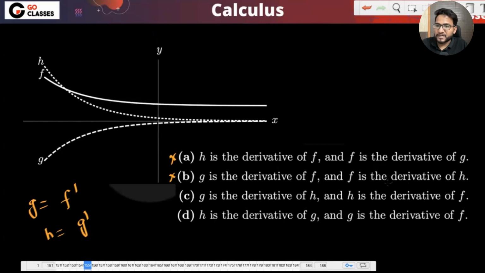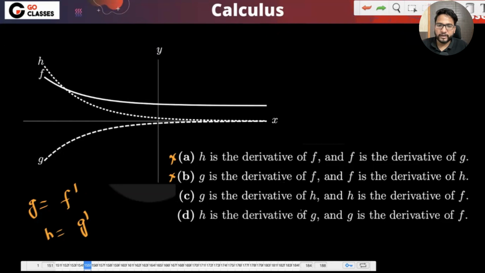See, F cannot be a derivative of H because H is decreasing. If H is decreasing and F is its derivative, then F should be negative, right? Since in this case it is very much clear that this F is not negative, it is positive. So that's why this is not the correct option.